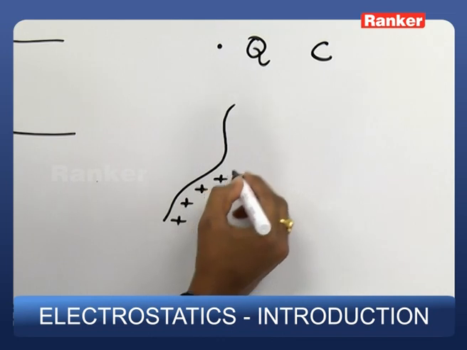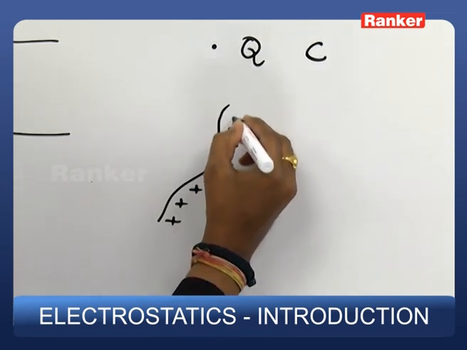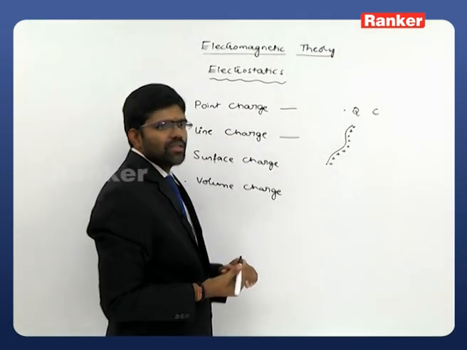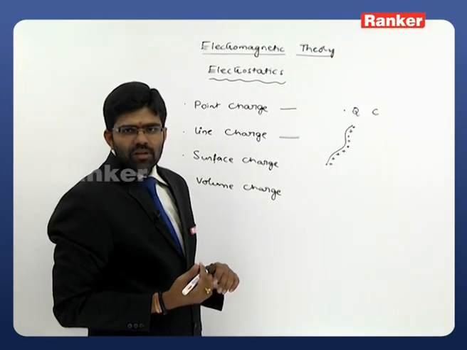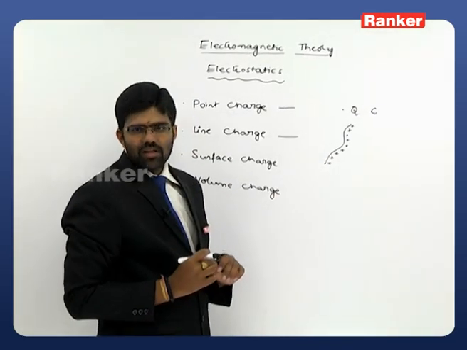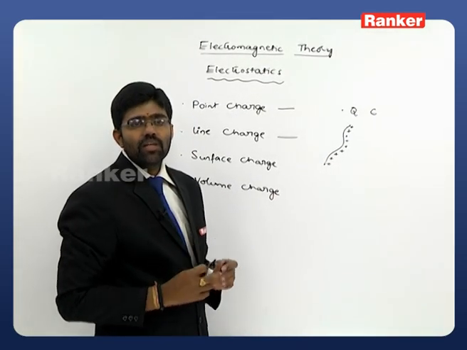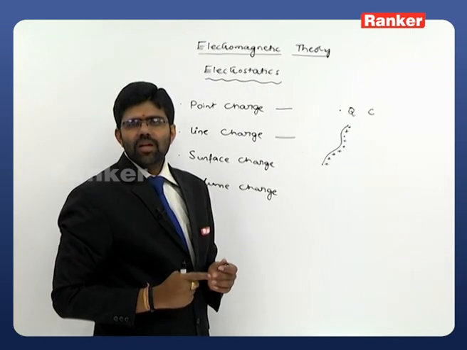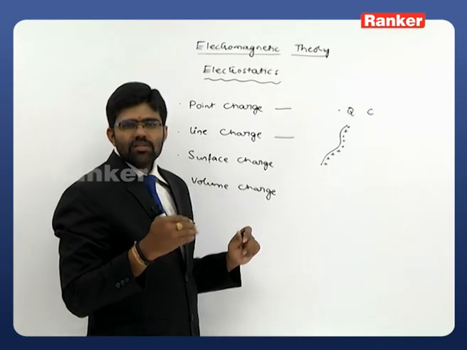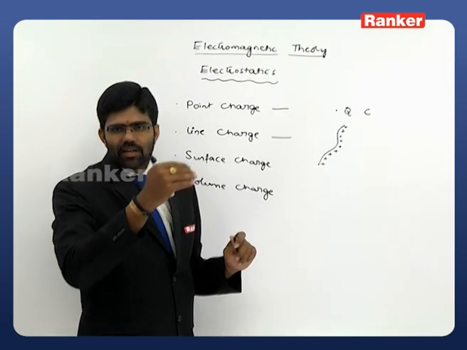On that line, the charge was uniformly distributed. So clearly this particular type of charge is said to be line charge. Now how do we calculate the total charge for a given line charge? If you want to calculate the total charge for a given line charge, we need to observe how the charge was distributed over that line.